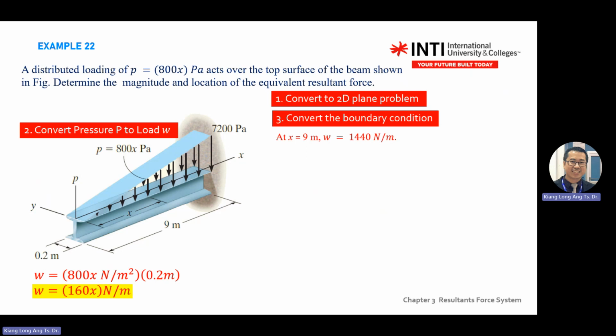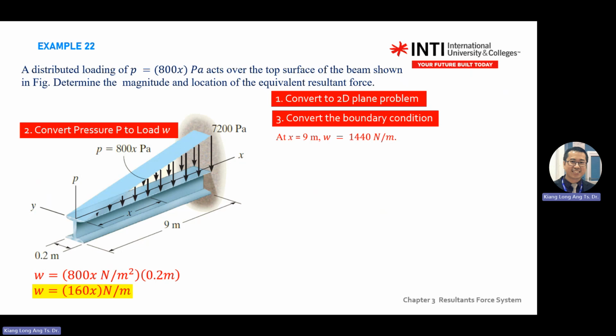So here, 800X multiplied by 0.2. Oh, okay. So this one, in 3D, you need to multiply with the width. Okay. So you multiply by the width. So this one is in Pascal. What is Pascal? Pascal is Newton over meter square. You multiply by the thickness, the width. You reduce the equation into Newton over meter form. So you become 160X Newton over meter.